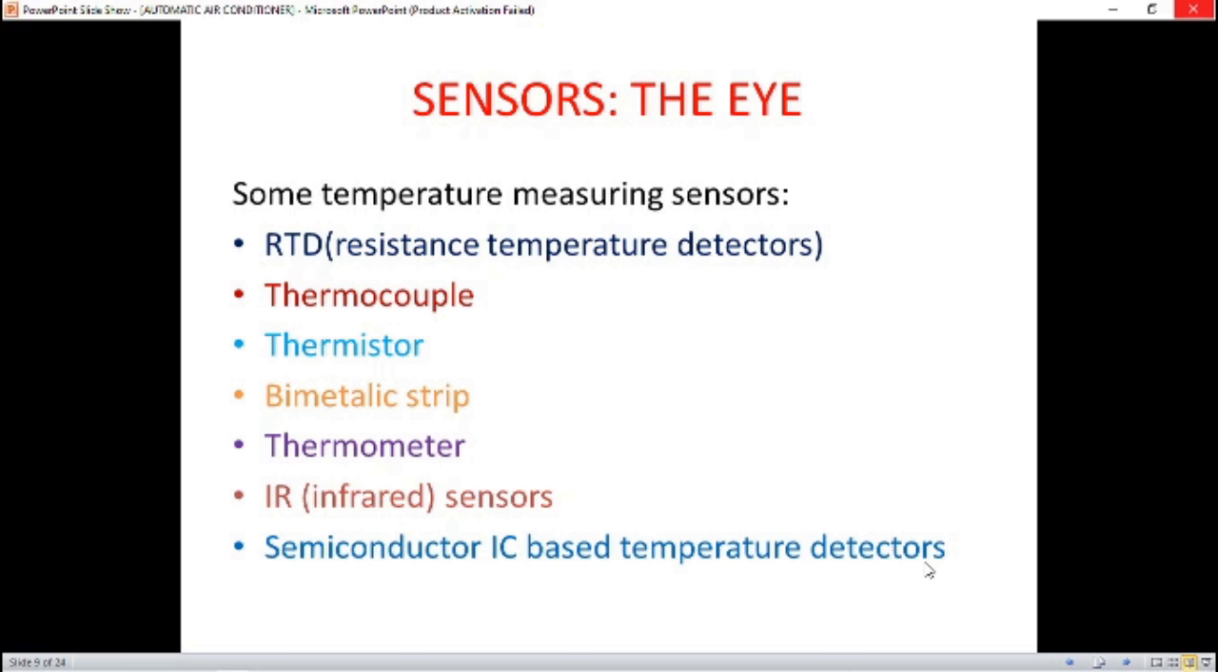Semiconductor IC-based temperature detectors are also useful here. In fact, DHT11 is one of the sensors available in the market, which can measure temperature as well as humidity. This is a very popularly used temperature sensor which we normally use in the semiconductor feedback circuitry of the control system.